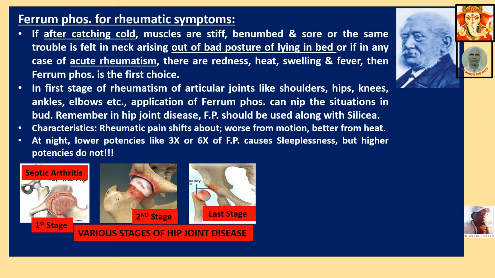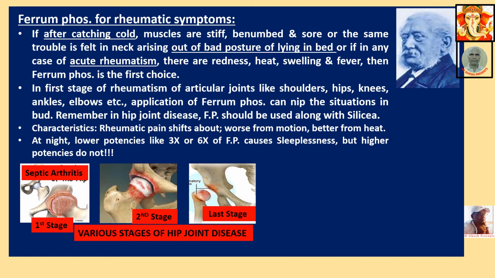Ferrum phos rheumatic symptoms. If after catching cold, muscles are stiff, benumbed and sore, or the same trouble is felt in the neck arising out of bad posture of lying in bed, or if in any case of acute rheumatism there are redness, heat, swelling, fever, then Ferrum phos is the first choice. In the first stage of rheumatism of articular joints like shoulders, hip, knees, ankles, elbows, application of Ferrum phos can nip the situation in the bud.